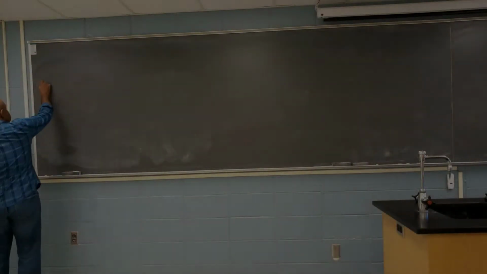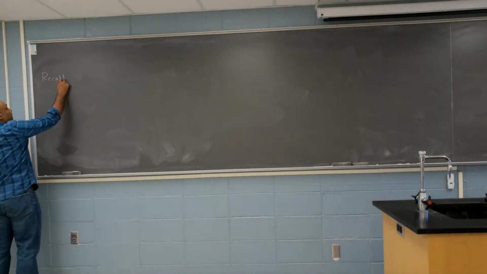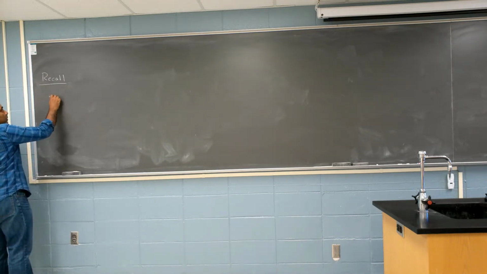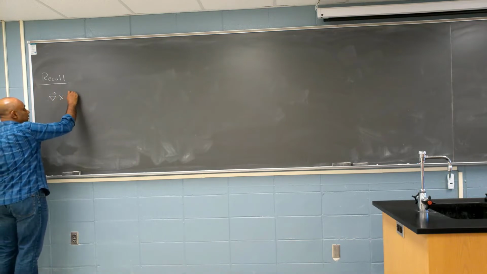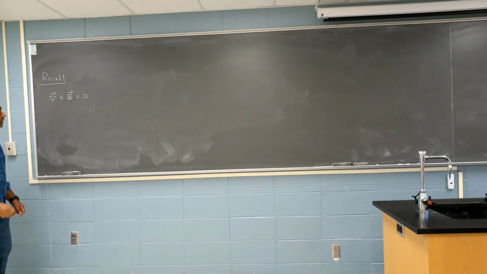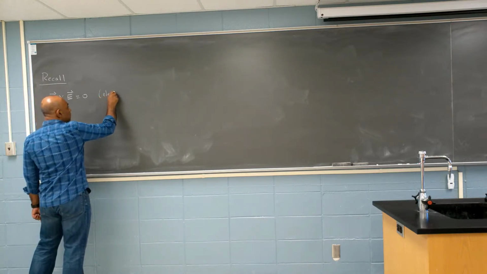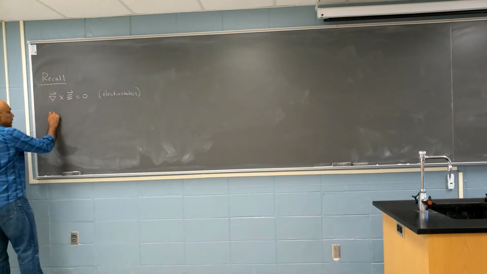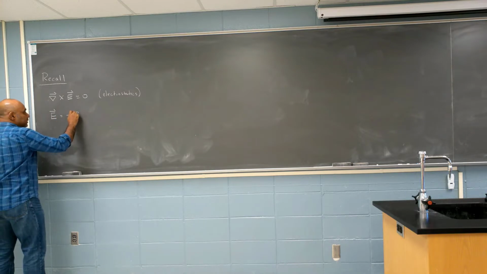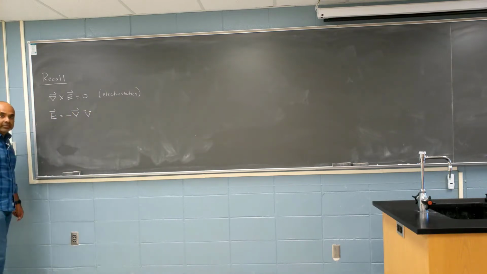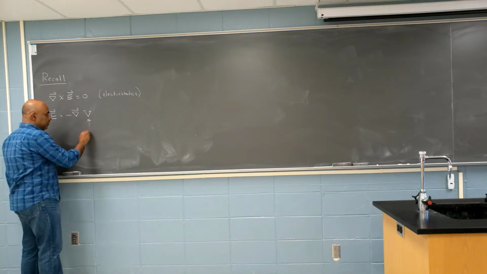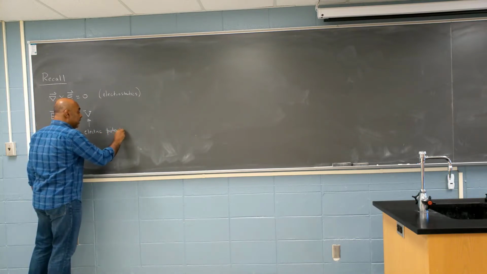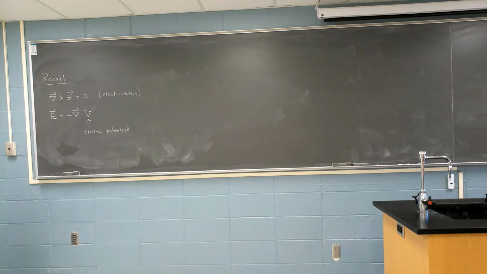Okay, so what we have seen so far is, because the curl of E is 0, again, this is electrostatics, we get that E can be written as the gradient of a scalar. We call this the electric potential.